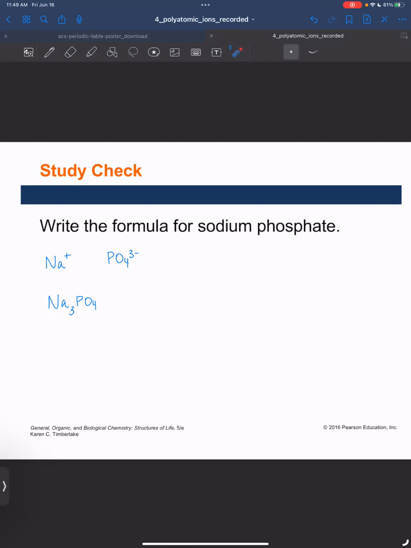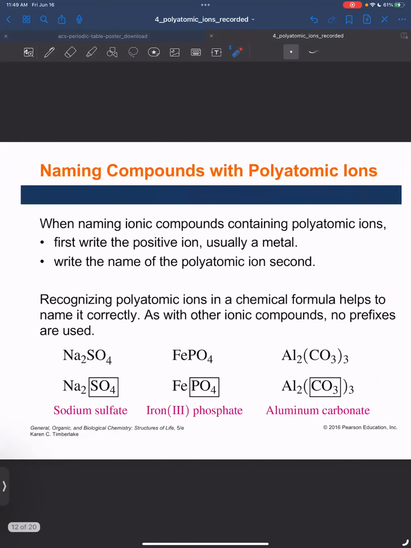All right, so naming compounds with polyatomic ions. Once again, you first write the positive ion. If it's not ammonium, it's usually a metal then. And then you write the name of the polyatomic ion second. Recognizing those polyatomic ions in a chemical formula helps to name it correctly. You don't need to change the name of the polyatomic ion. You use the name as it's written in the table.